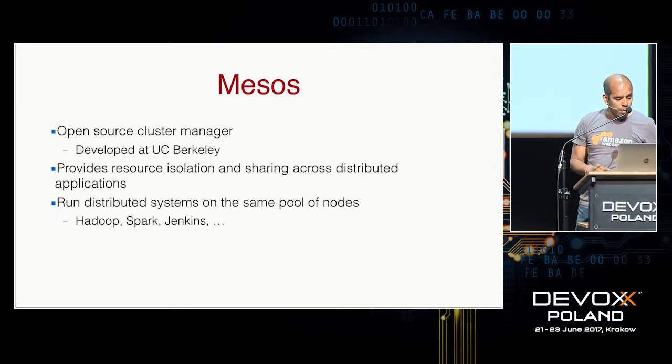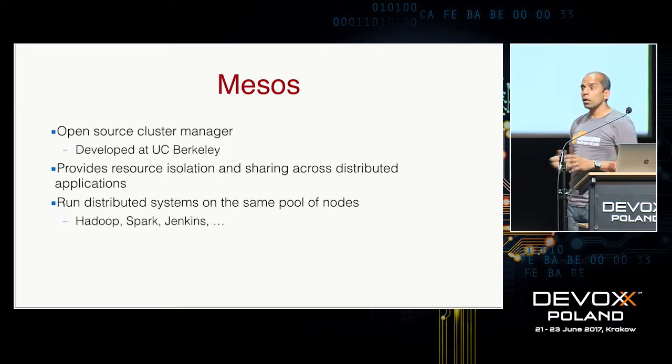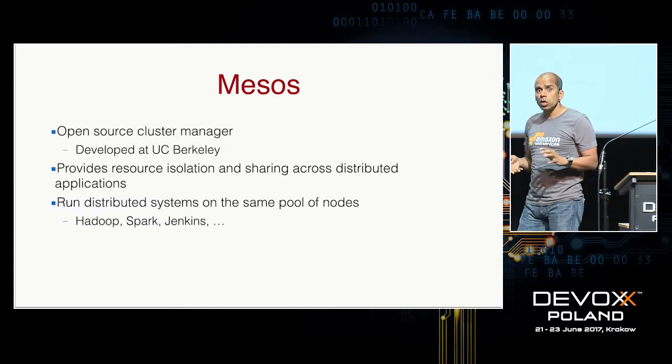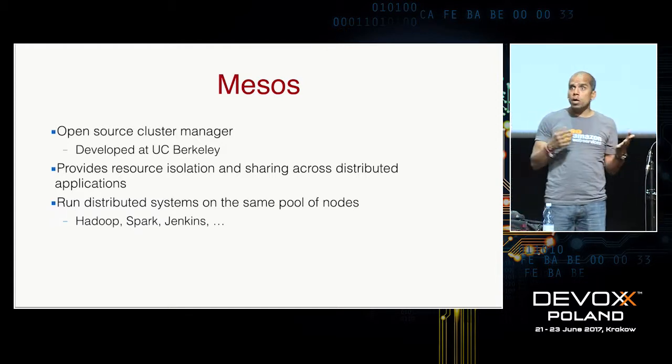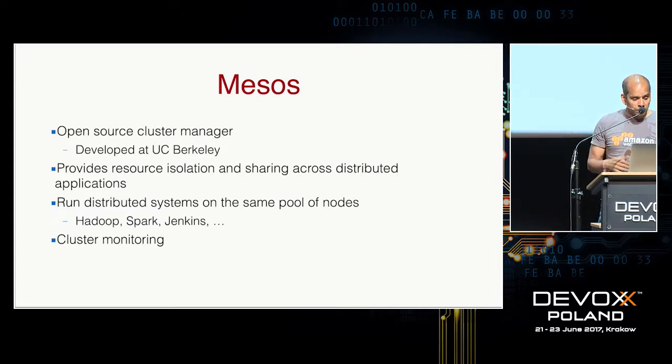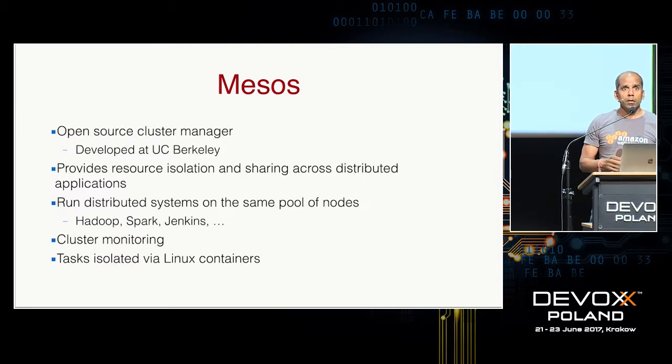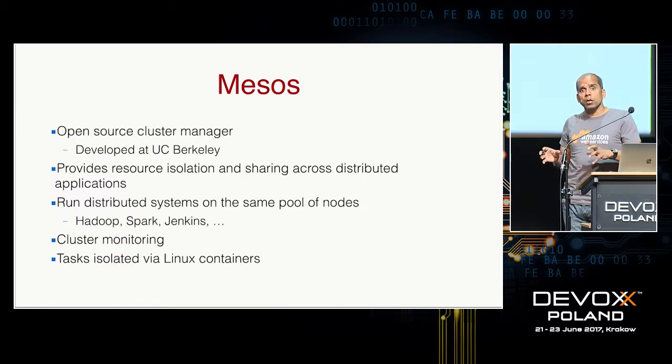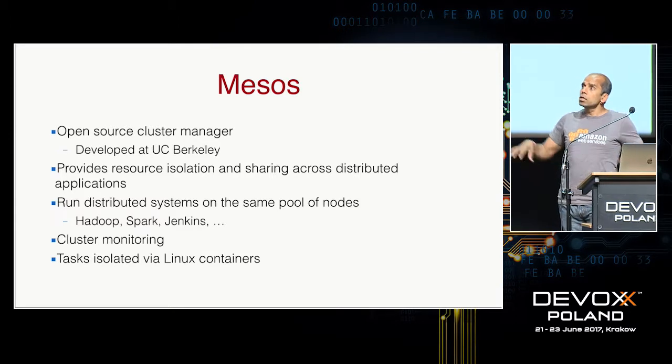Okay, so let's take a look at it a little bit better. So you can say, now I have a unified set of resources. On that, I may want to run Hadoop or Spark or Jenkins, whatever you want to run. It exposes that interface. It also provides support for cluster monitoring. And behind the scenes, everything is run using Linux containers, so it gives that task isolation.